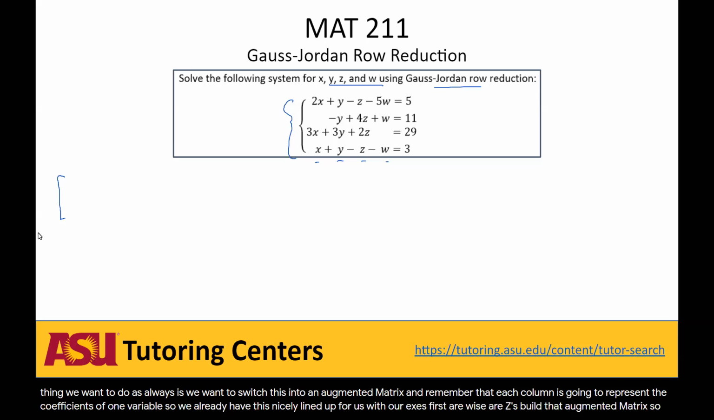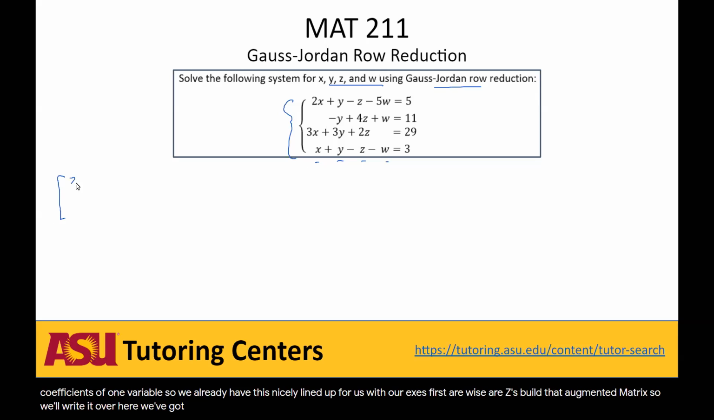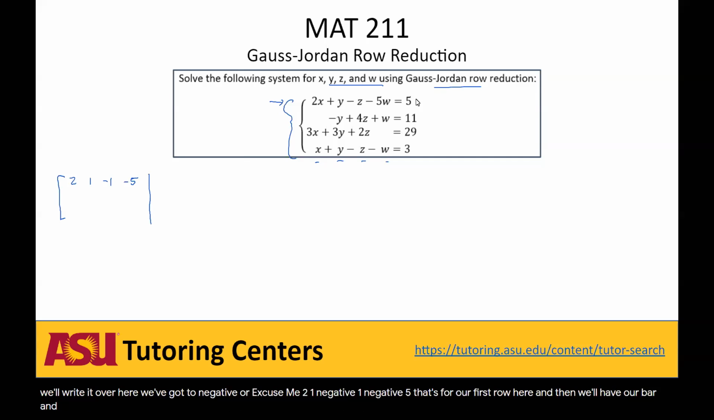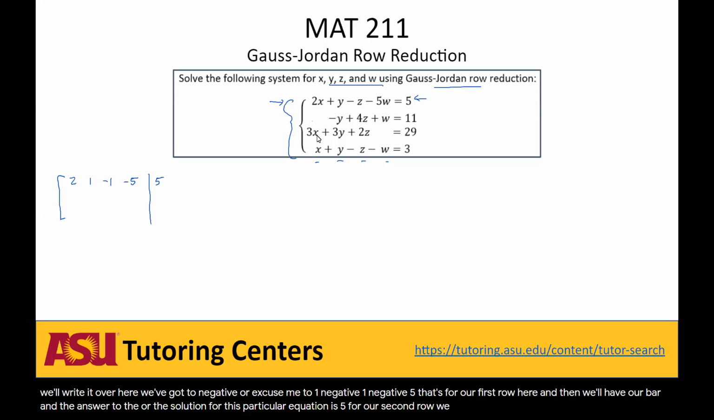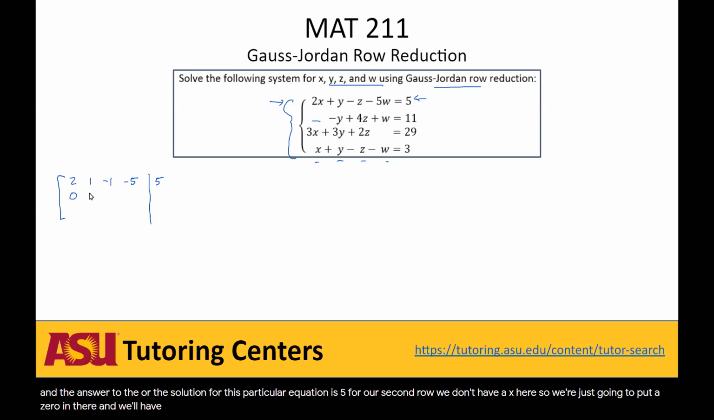So we'll write it over here. We've got 2, 1, -1, -5. And that's for our first row here. And then we'll have our bar, and the answer to the solution for this particular equation is 5. For our second row, we don't have an x here, so we're just going to put a 0 in there. And we'll have a -1 for our y, a 4 for our z, and a 1 for our w. Then we'll have 11 on the other side of our bar.